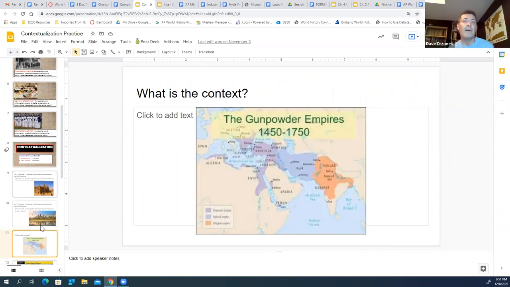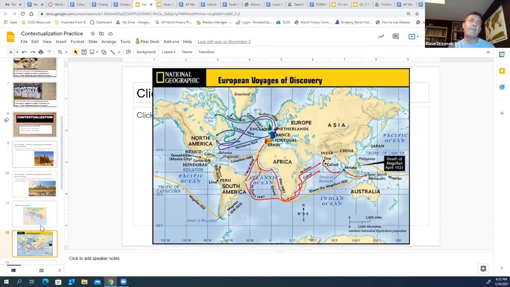Some people can say, well, China developing gunpowder and it diffusing, maybe across the Silk Road to other areas, or the Mongols aren't there anymore, so it left a power void, and the gunpowder empires filled that. Any of that is context, but getting the kids to understand what paved the way for this to happen, or what else is going on around this time period that's relevant if you're writing an essay about gunpowder empires. So these are just things that I'll do with the kids.